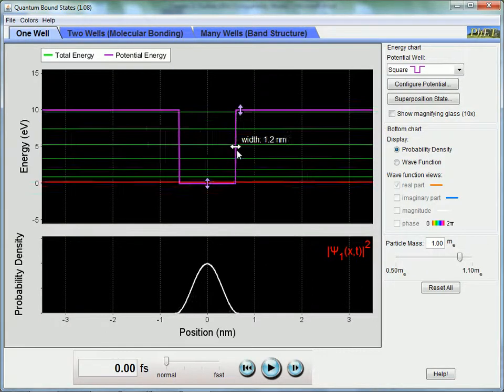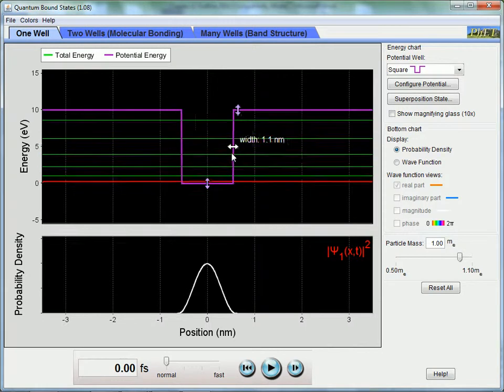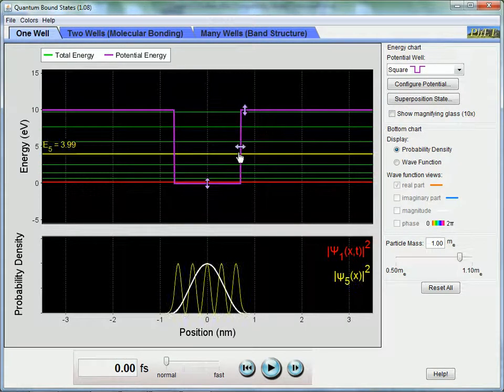Okay. So quantization becomes more and more important as you make this box more and more narrow, right? As you make things smaller and smaller, that's really when quantization shows up in the first place. So that kind of fits.